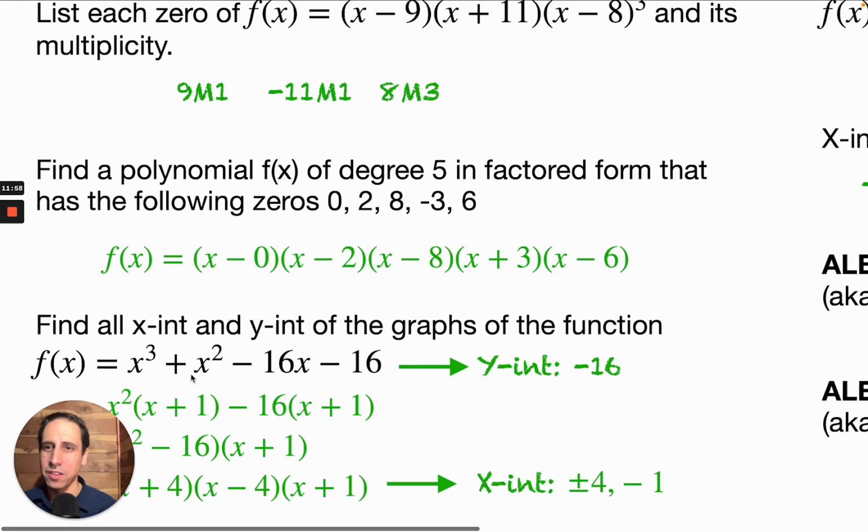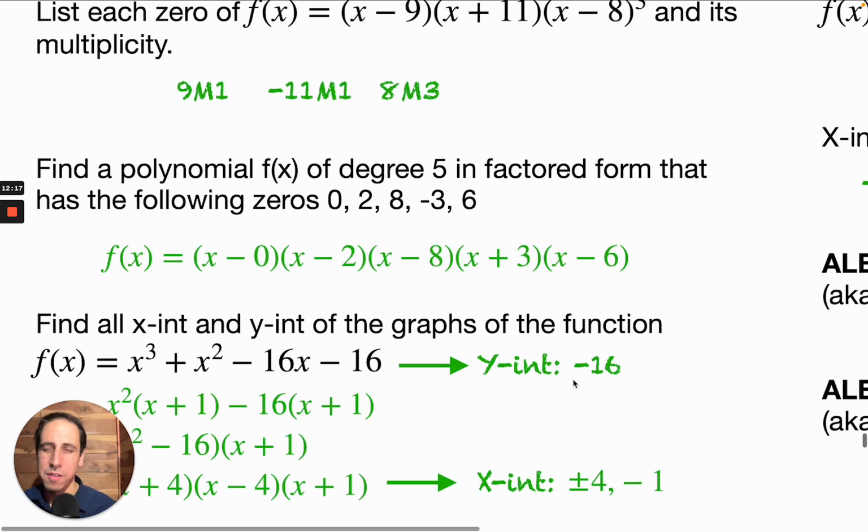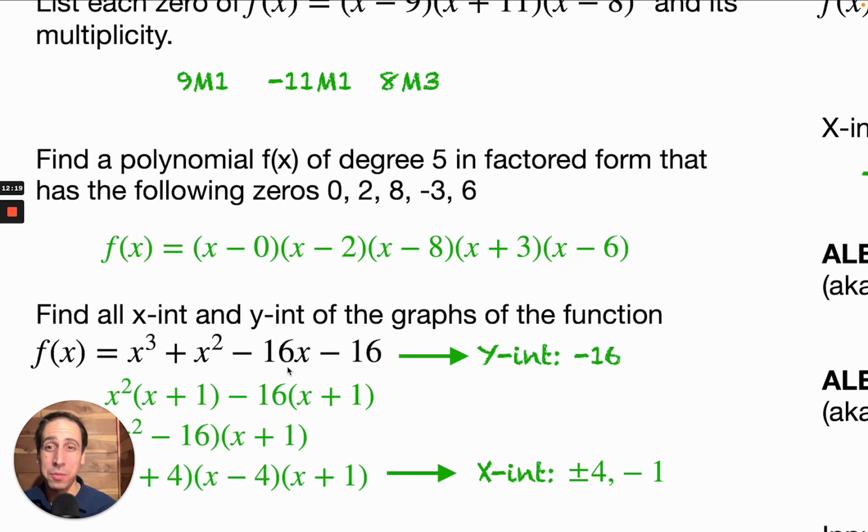Find all x-intercepts and y-intercepts of the graph of the function. Finding the y-intercept is not too tricky, because you just plug in 0, and in polynomial form, it's just going to be this number right here, minus 16. The y-intercept is negative 16. Great. Finding the x-intercepts in polynomial form is going to be a bit trickier.